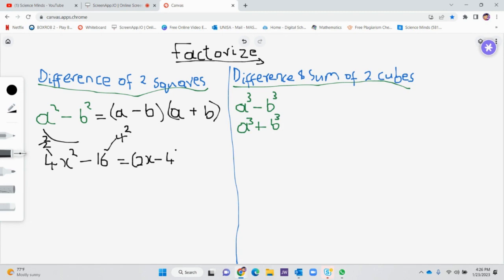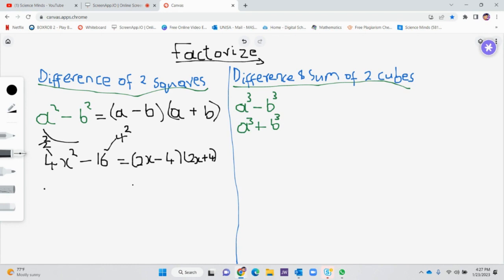And then we're going to have another bracket that looks exactly the same, but with a plus: 2x plus 4. Just notice that with that one, we would have to take out a common factor further, but we will discuss that more when we do full factorization of longer expressions. All right, and then one last example.